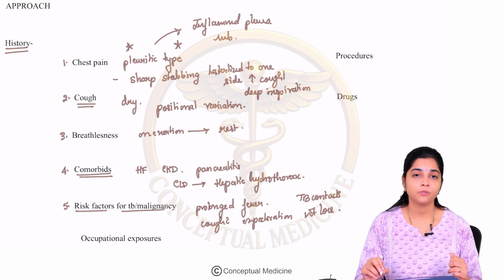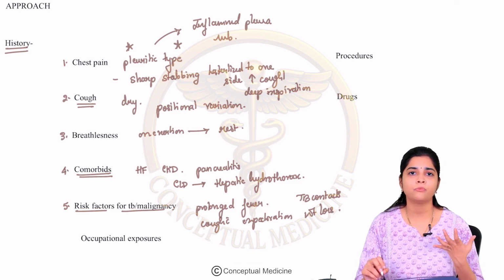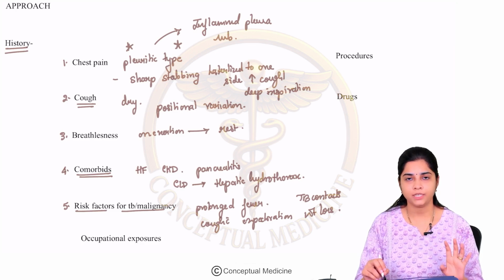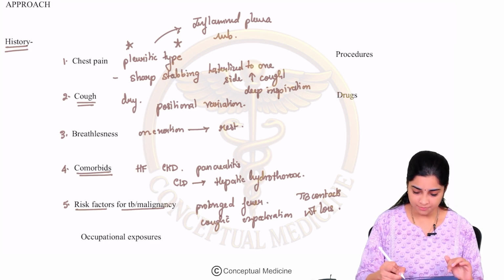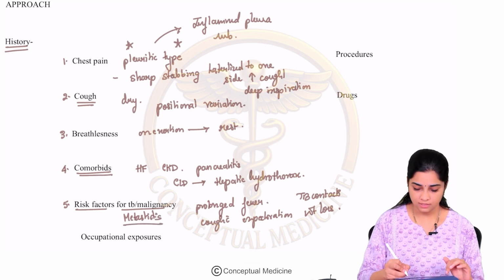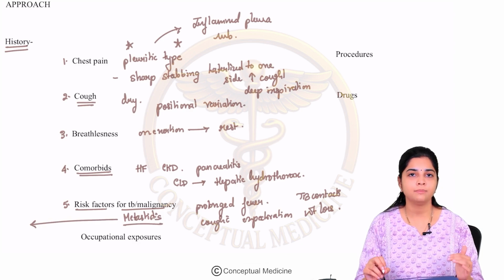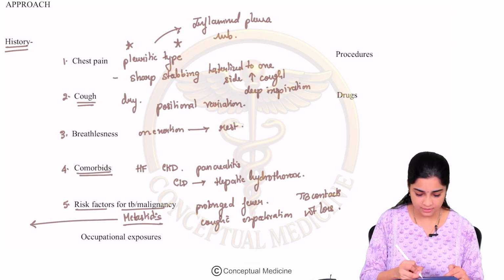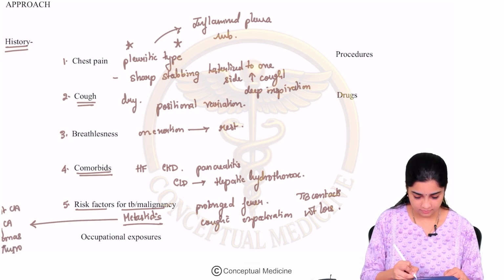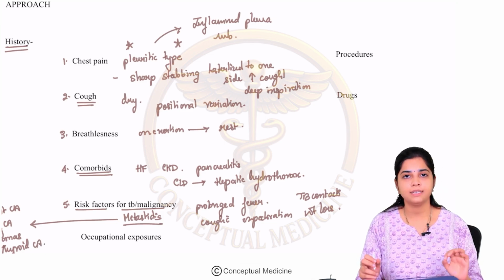For malignancy, before we ask about the specific questions, we should be aware of what type of malignancies commonly affect your lung. Most of the time the pleural effusions are due to metastatic malignancies. So which are the malignancies which commonly metastasize to the pleura? It is your breast CA, lung CA, then lymphomas and thyroid cancers.